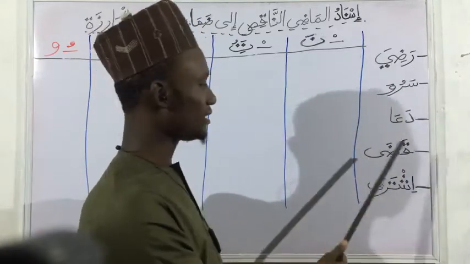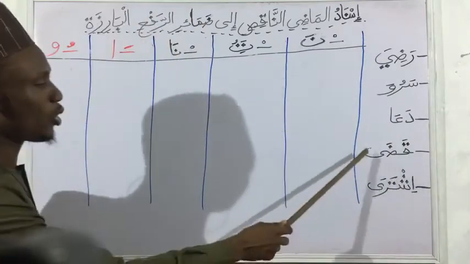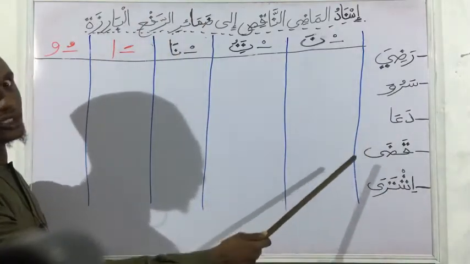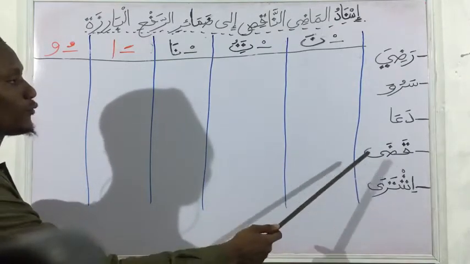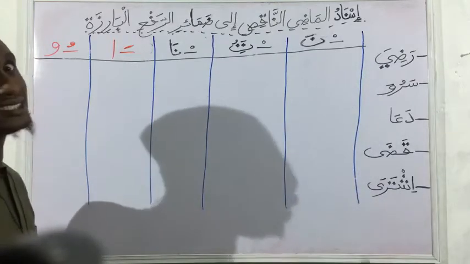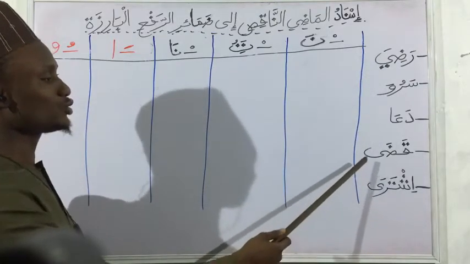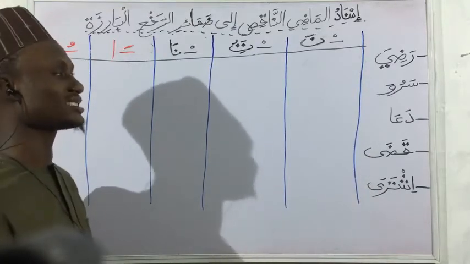Da'a is ending with Alif. Qada is also ending with Alif. That Alif is called Alif al-Maqsura, a shortened Alif. So people usually confuse this alif maqsura with a ya because they are both written similarly. However, we should note that whenever we see this, it is alif maqsura. How do we identify it?